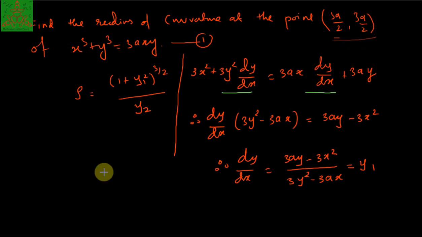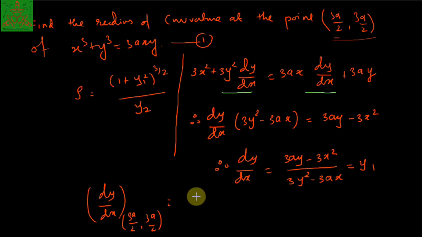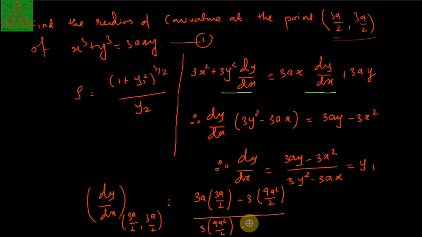We have to calculate this y1 at this point. That's why for dy by dx at this point, that is (3a by 2, 3a by 2), if I substitute that value here and simplify, let us see what we have. It is 3a by 2 minus 3 into 9a square by 4, upon 3 into 9a square by 4 minus 3a into 3a by 2. You can observe that the numerator and the denominator are the same but of opposite sign, so the answer for this one is minus 1. So y1 is minus 1.